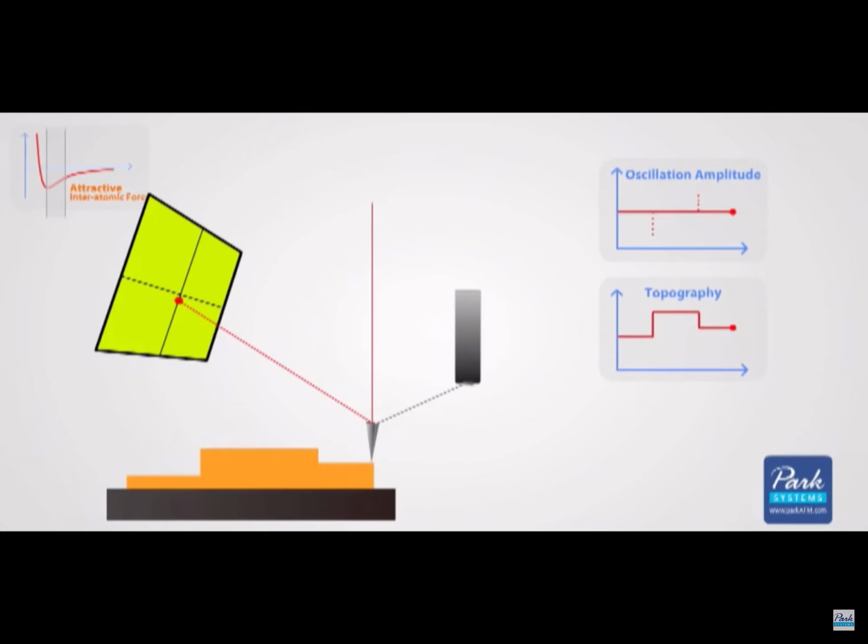Atomic Force Microscope, or AFM, is a powerful tool that enables you to see, explore, and obtain measurement data from your samples at the nanoscale.